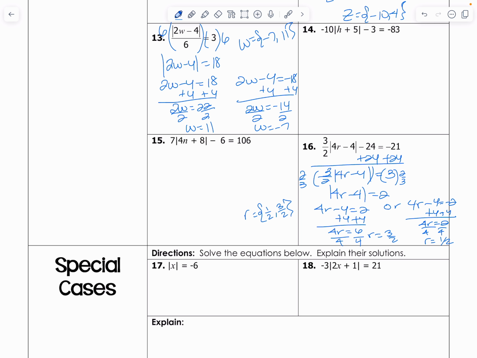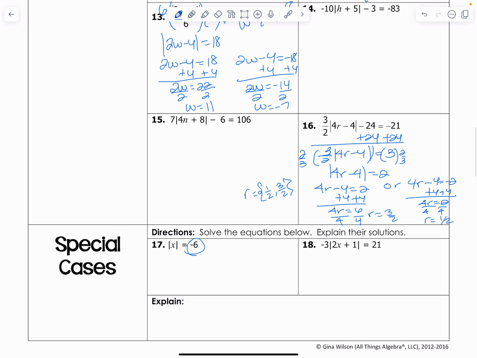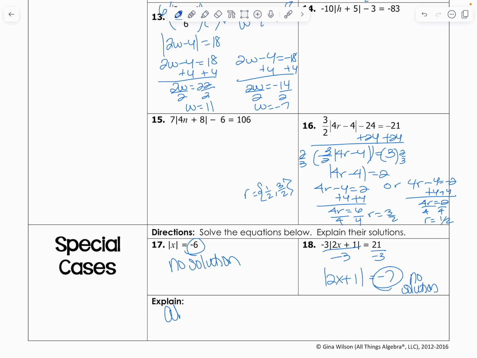Okay. And then this weird situation here. So I cannot have an absolute value be equal to a negative number, so this is no solution. When I isolate here, I divide both sides by negative 3, and I get the absolute value of 2x plus 1 is equal to negative 7. Again, no solution. So absolute value can't be equal to a negative number. And that's it for this lesson.